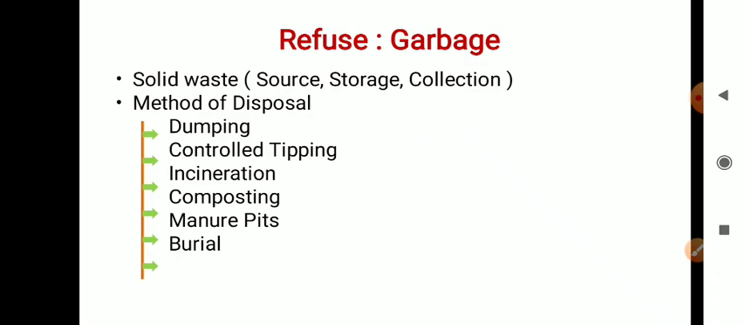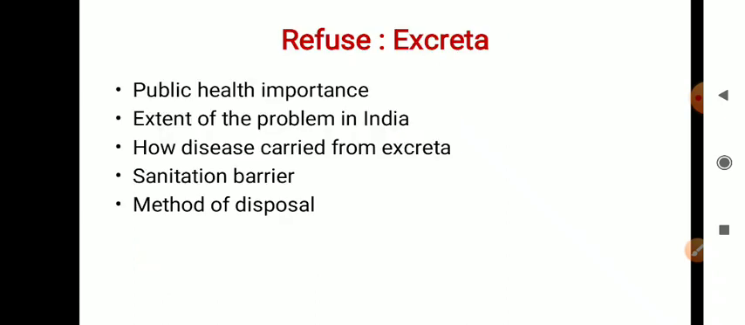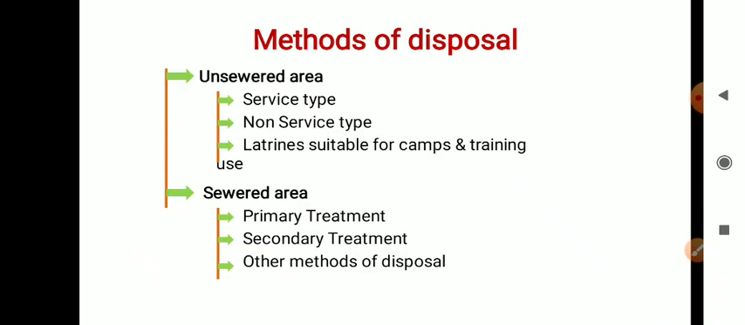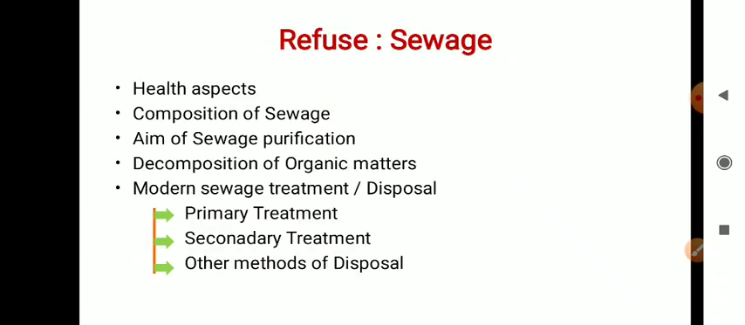In the next part we will see that waste is a very huge topic according to your syllabus, so I have divided it into three parts. In the first we will see garbage or solid waste and its methods of disposal. In the second part we will discuss excreta and its methods of disposal, and in the third part we will discuss sewage and the sewage treatment plant. Today we will discuss the first part, and the remaining two parts we will discuss in upcoming classes.